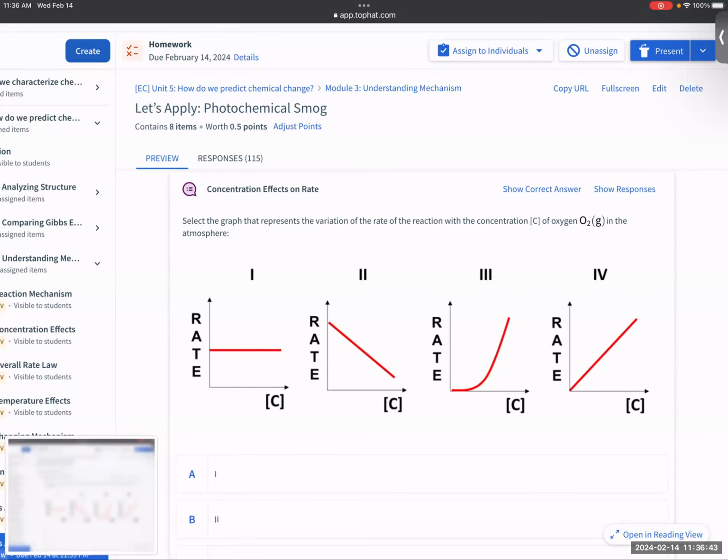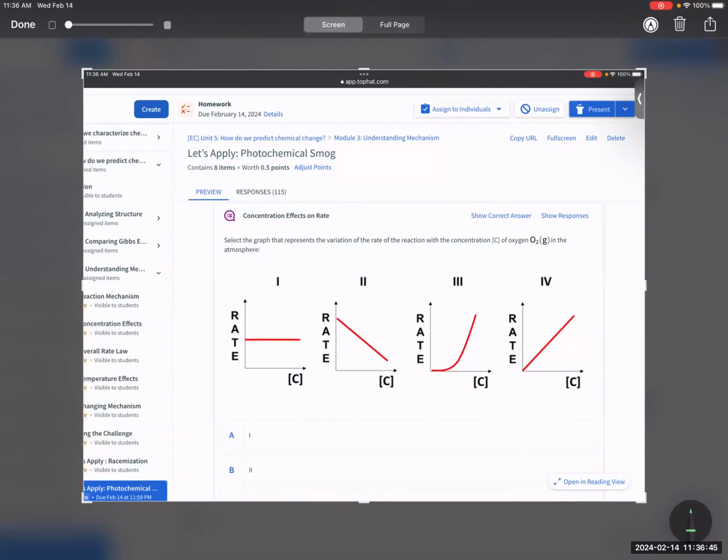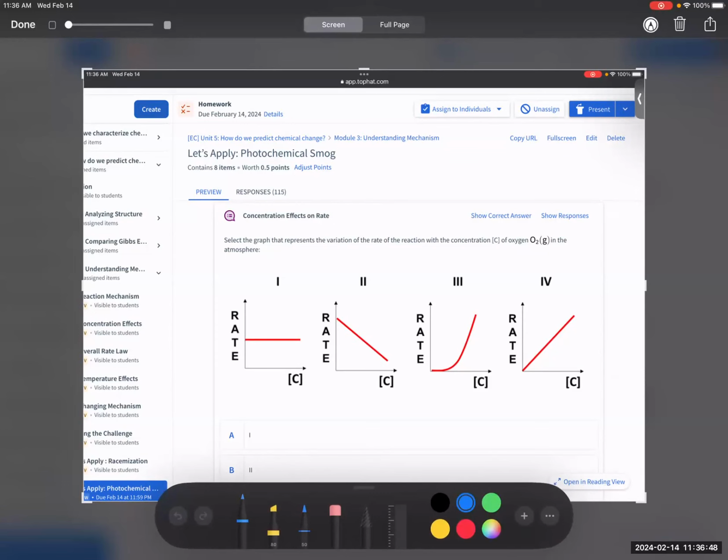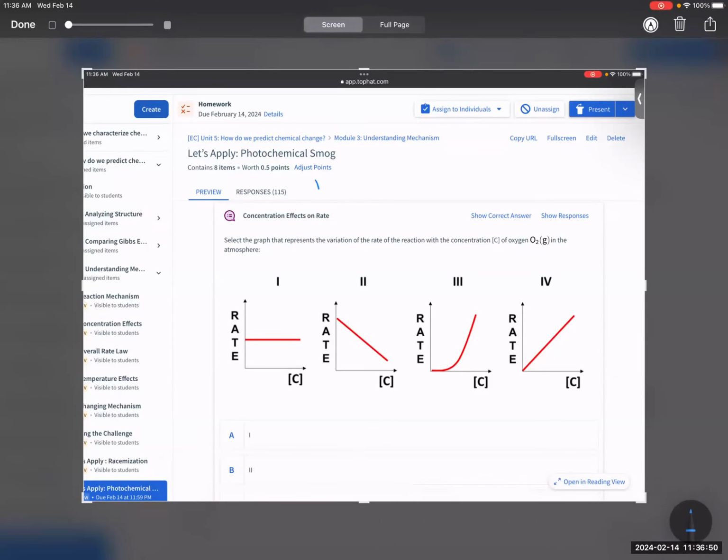Take another screenshot and go here. So we wrote the rate law to be rate is equal to k, lowercase k, times NO2. Okay, and we know oxygen is a reactant, but with respect to oxygen, the order is 0 because it is not in the rate law. In other words, the order should be 0, because anything to the power of 0 is 1. It's just multiplying everything by 1.